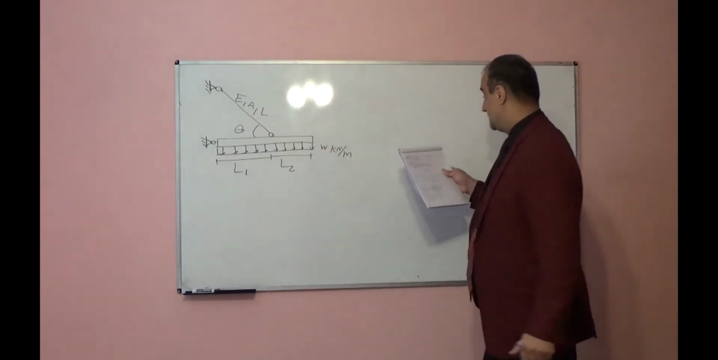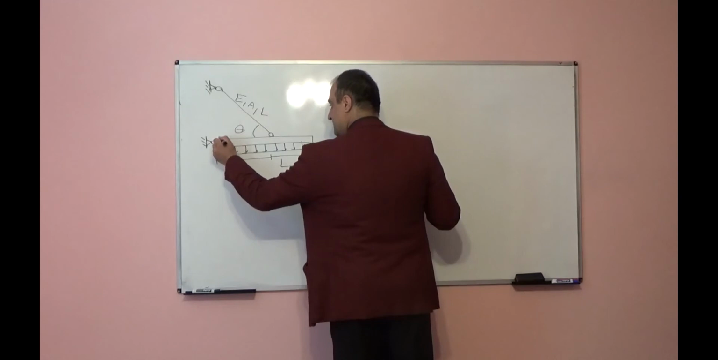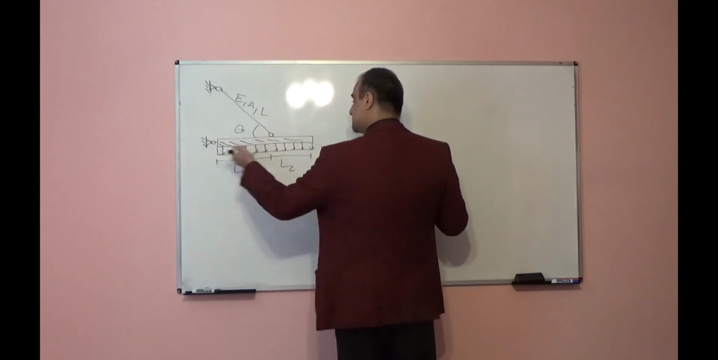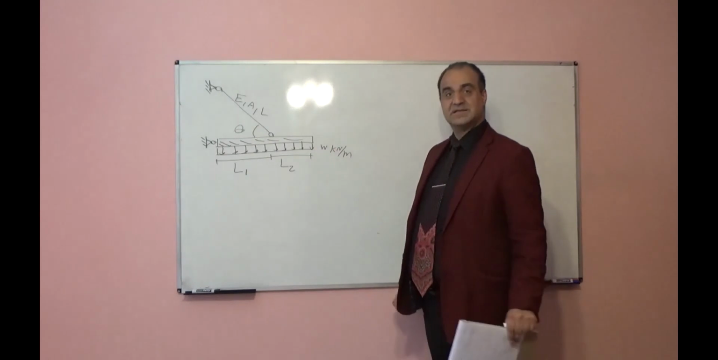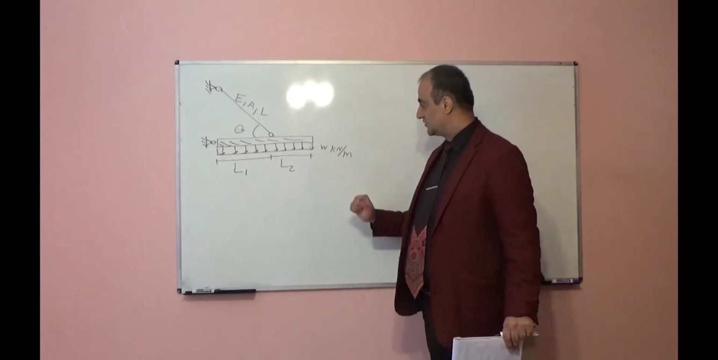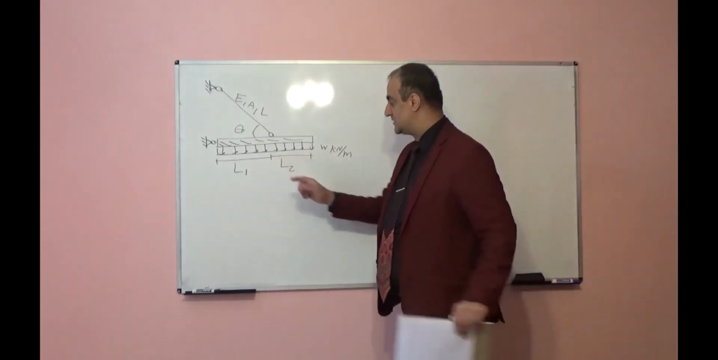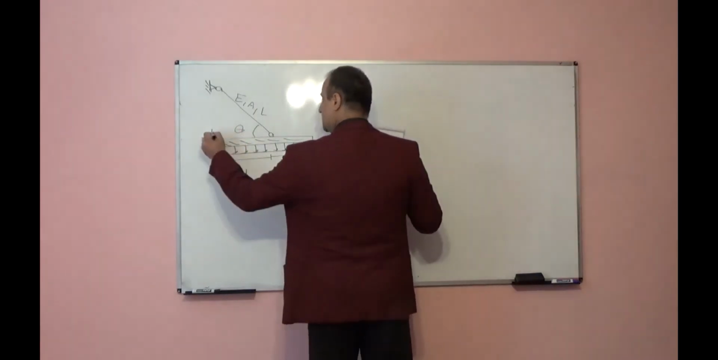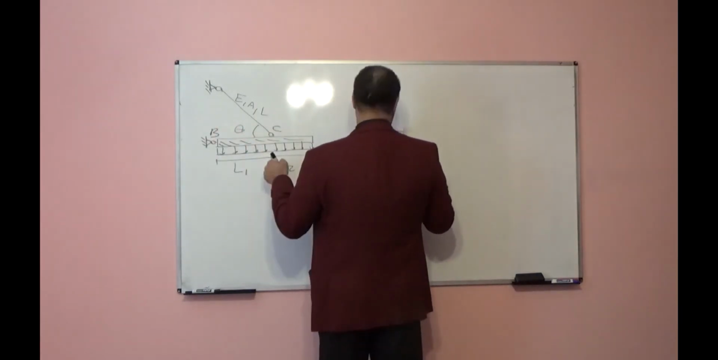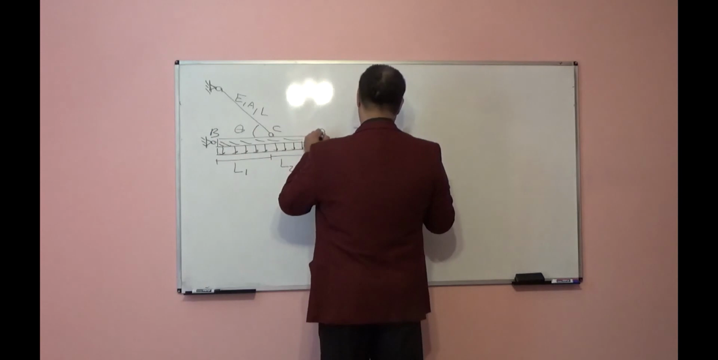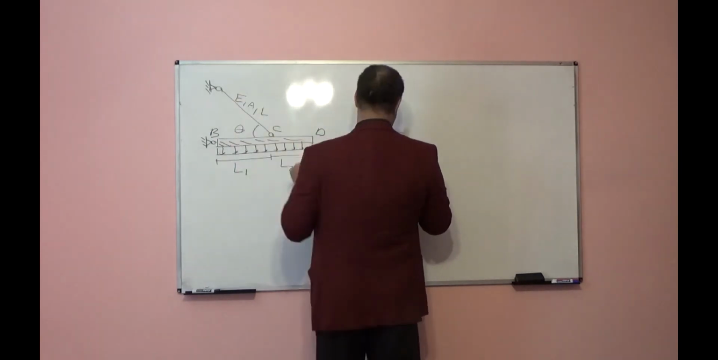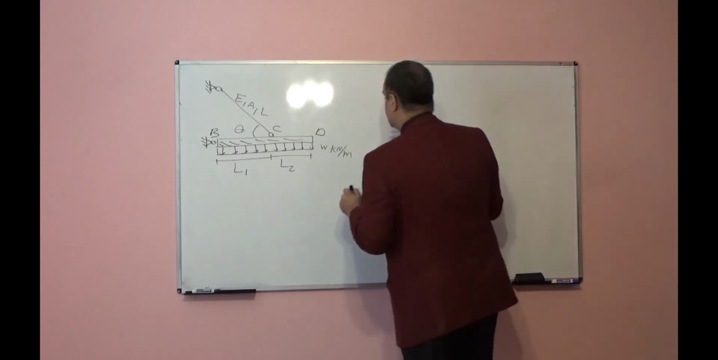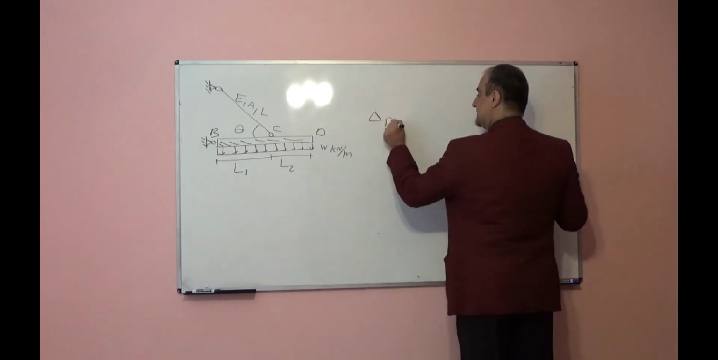So we have this rigid beam. This rigid beam is subjected to a uniformly distributed load. The intensity of the load is W kilonewton per meter. From point B to C, it is L1. From C to D, it is L2. This angle is theta and this is EA L. We want to find delta D.